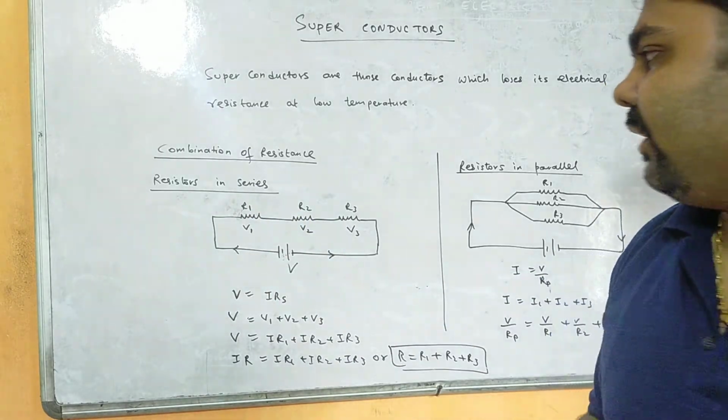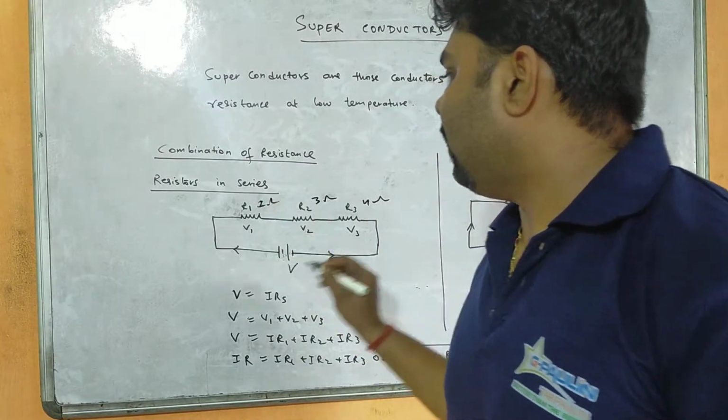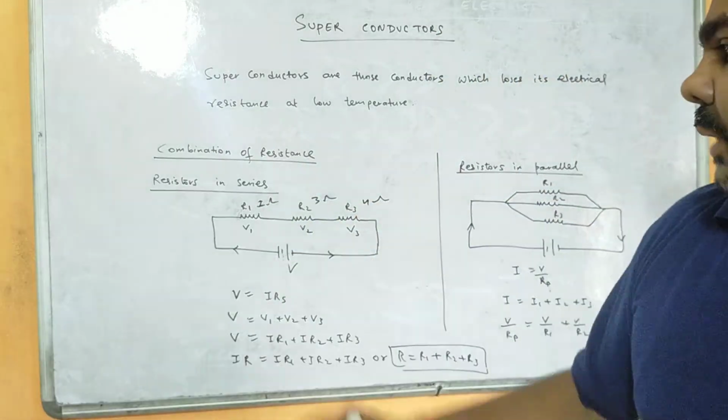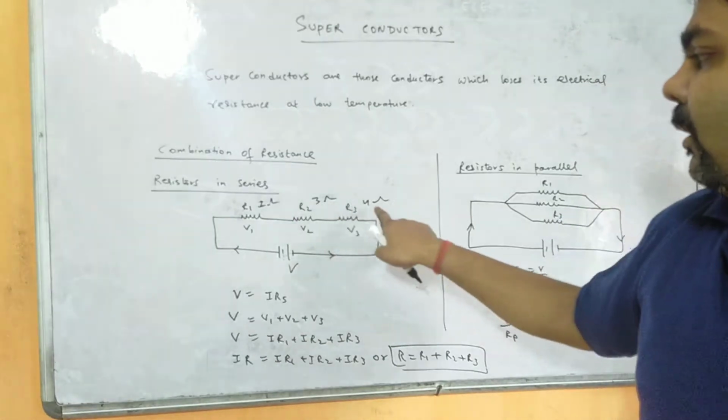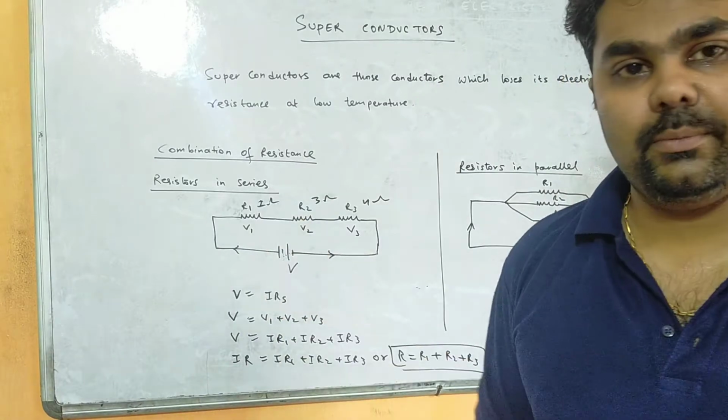For example, if I say this is 2 ohm and this is 3 ohm and this is 4 ohm, what is the total resistance of this circuit? We just add 2 plus 3, 5, 5 plus 4, 9. That means 9 ohm is the equivalent resistance of this combination, right?